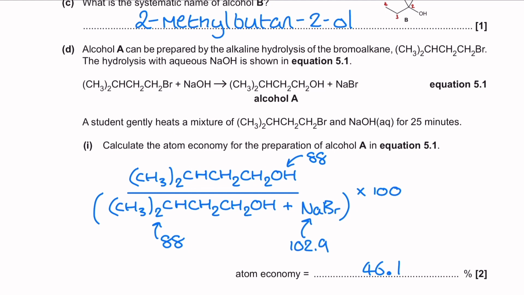A student gently heats a mixture of the bromoalkane and the sodium hydroxide for 25 minutes. Calculate the atom economy for the preparation of alcohol A. And so here you've got your desired molar mass divided by the total molar mass of all the products times 100, and it gets you 46.1. Show your working out for this, because it was a 2-marker for the atom economy, and you never know, you might make a mistake with how you put it in the calculator, and you wouldn't want to miss out on 1 mark.